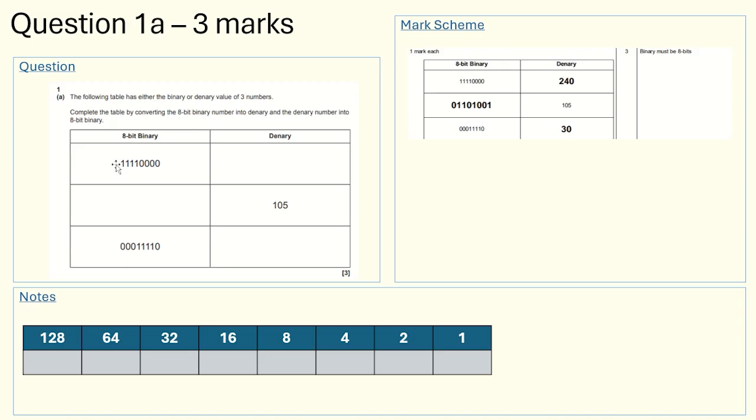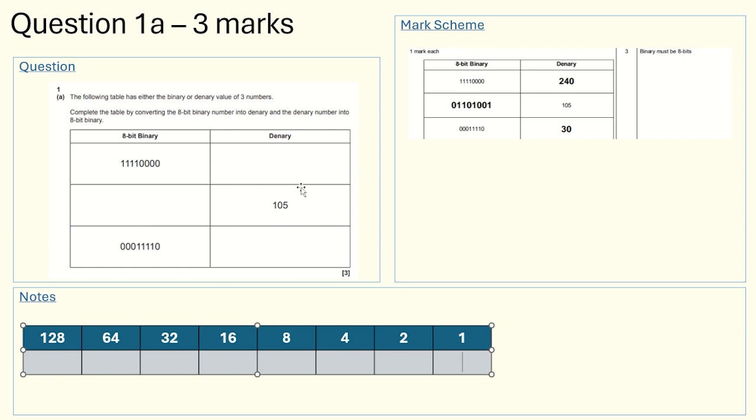And all we're going to do is wherever we've got a 1, we're going to add up the corresponding numbers that are above. So we can see for this first example here, we're going to add 128 because we've got a 1 underneath that, with 64, with 32, with 16. And if we add all those numbers together, that gives us 240, which is our first answer.